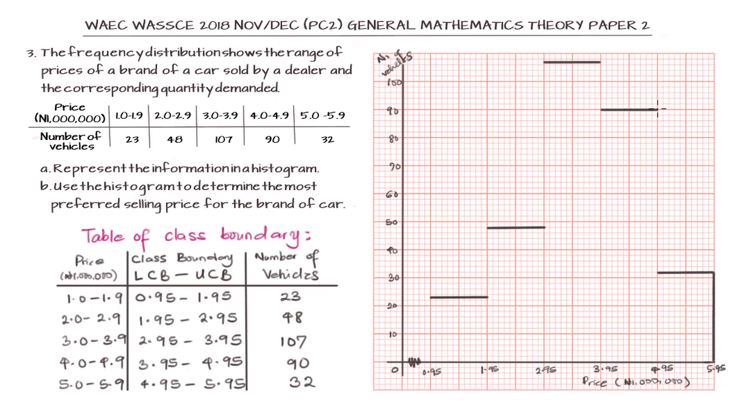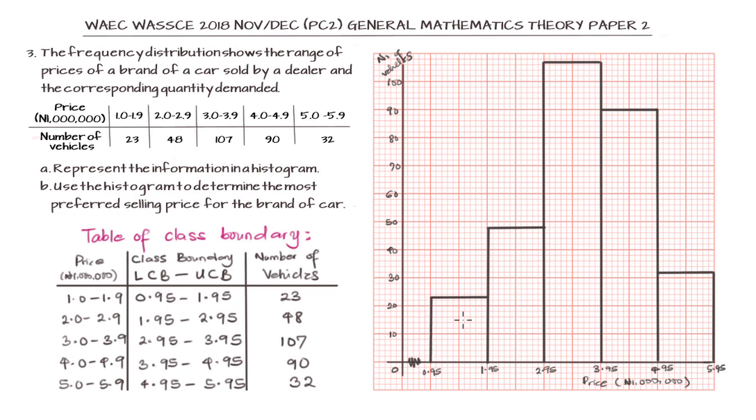For the histogram, why it's different from the bar chart is that all the bars are touching one another. There is no space in between the bars. So we can finish our histogram by drawing all our rectangles touching one another. And with that, we have gotten our histogram.